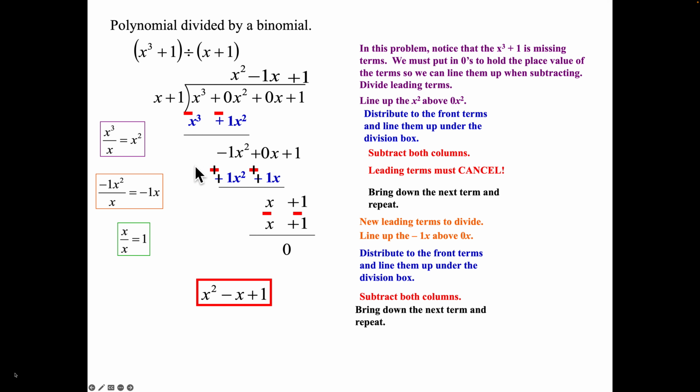Just like we saw with that first problem when we got a remainder of 0, you can take that answer, which I think was x plus 2, and multiply to what you were dividing by, and that's how it factors.